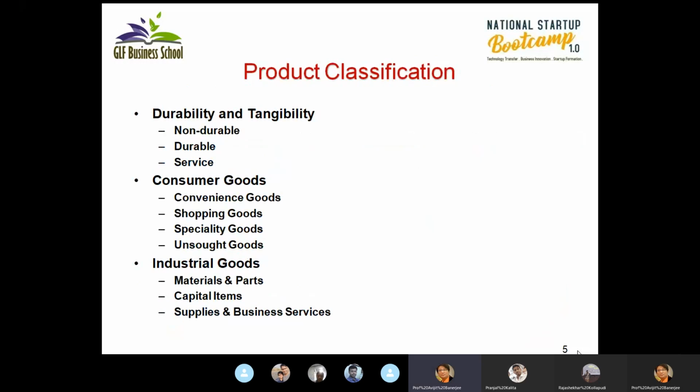Next important topic is product classification. Your company should classify your product on the basis of durability, tangibility, and use, which is consumer or industrial. Each type has an appropriate marketing mix strategy.